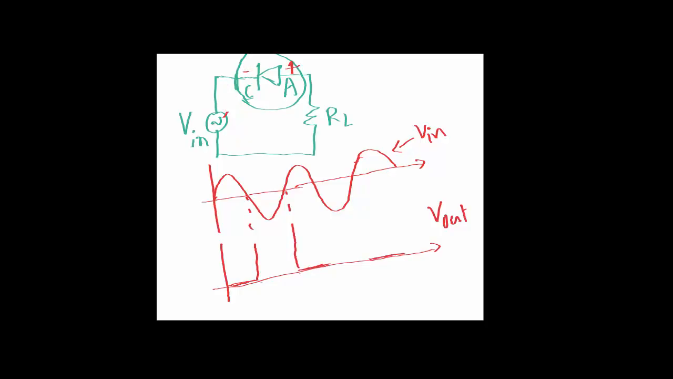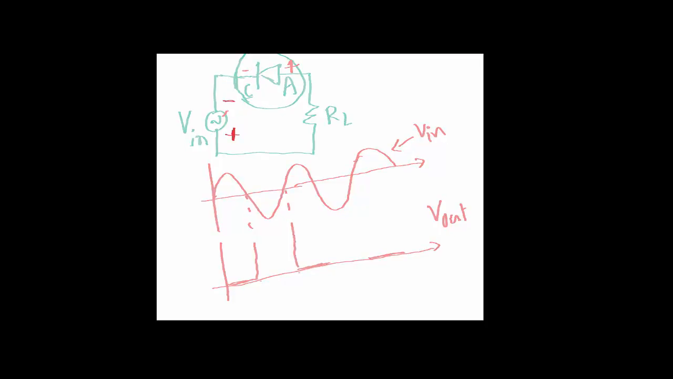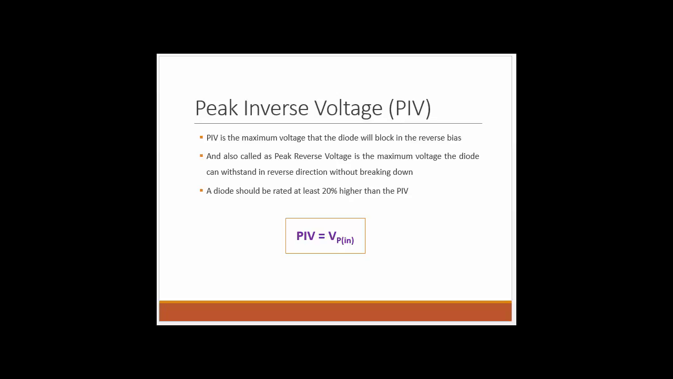During the negative half cycle, I have negative connected to the negative, which makes the diode forward biased. So what I'm going to see is whatever the input half cycle is, and again remember you need to subtract 0.7 because during the negative half cycle the diode is forward biased. As long as the diode is forward biased, you need to subtract the 0.7 volts of barrier potential. So, peak inverse voltage.